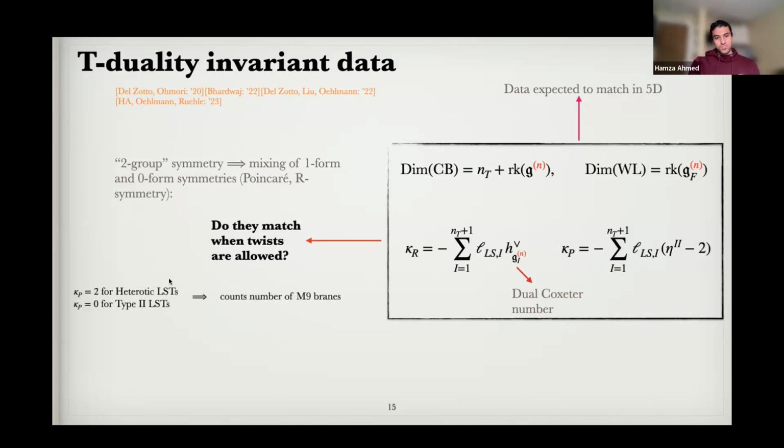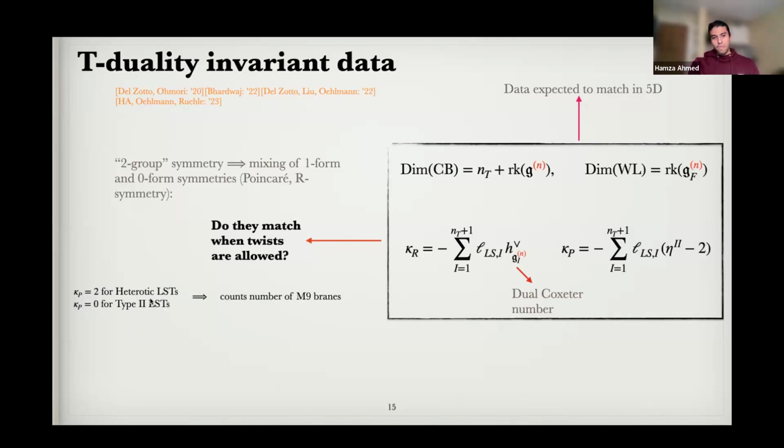Furthermore, which is another interesting point, is that kappa P is always known to be 2 for heterotic LSTs, the ones we'll consider in this paper, and kappa P is 0 for type 2 LSTs, which I haven't talked about, but these are the other kind of LSTs. And so the interpretation that's given to this is that it counts the number of M9 branes in the theory.